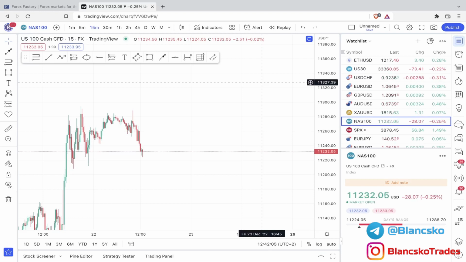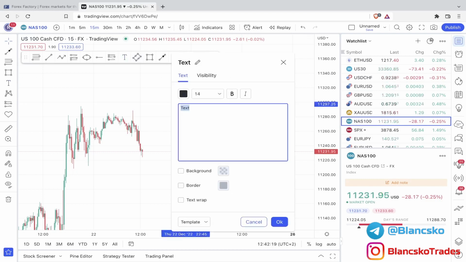So, in my opinion, the first thing that you need to have in order to be able to pass the FTMO challenge is a profitable strategy. Okay, this is number one. Number one is a profitable strategy. Okay, what do I mean by a profitable strategy?